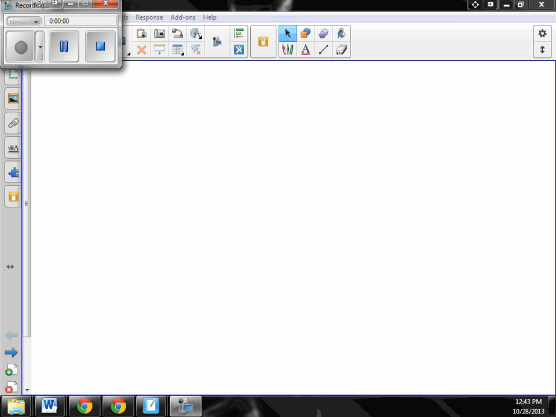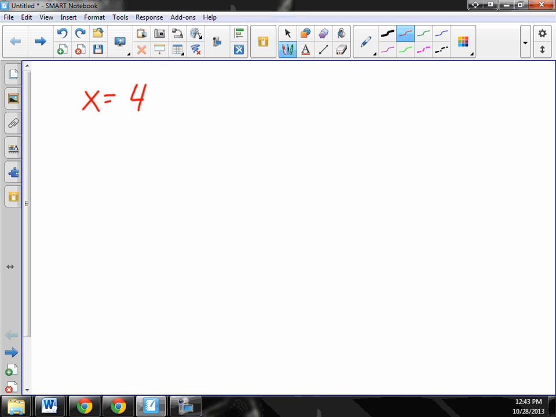So I want you to work on parts A through D right now. Part A looks like this. x equals 4, x equals 3. These are called roots.